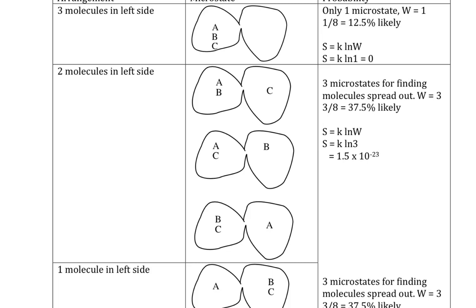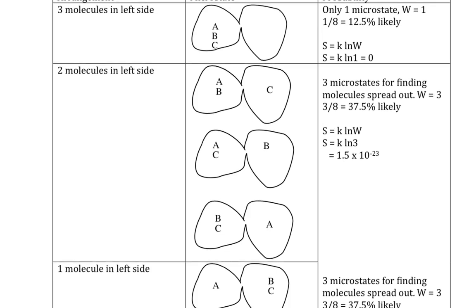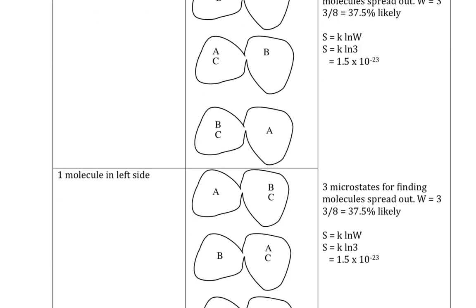So there are 3 microstates for finding this arrangement. A term that I'll introduce here is this big W. W is the number of microstates. So we have 3 possible microstates for this arrangement of 2 molecules on the left. Go back to the upper one, 3 molecules on the left. That has only one possible microstate, so the value there for W is 1. I guess you could say W is kind of like ways, the possible microstates.